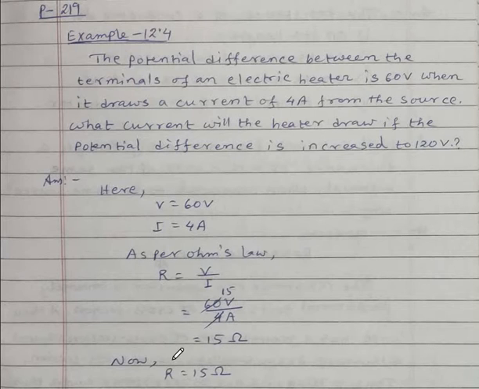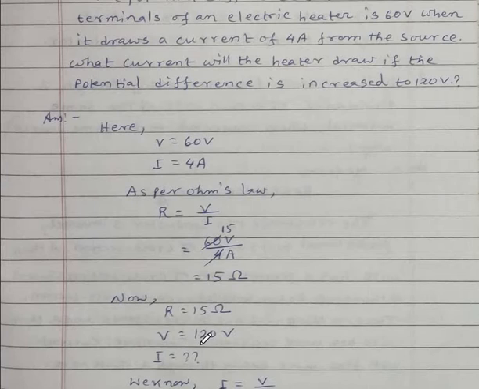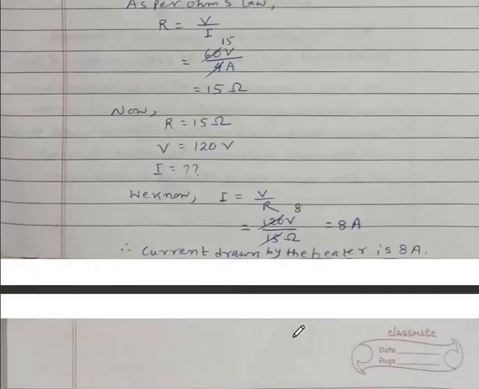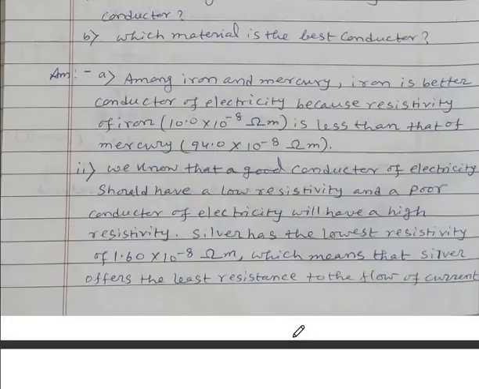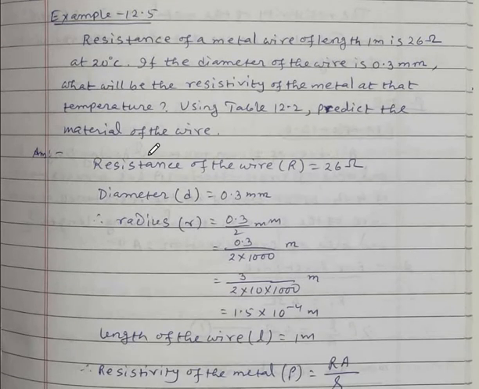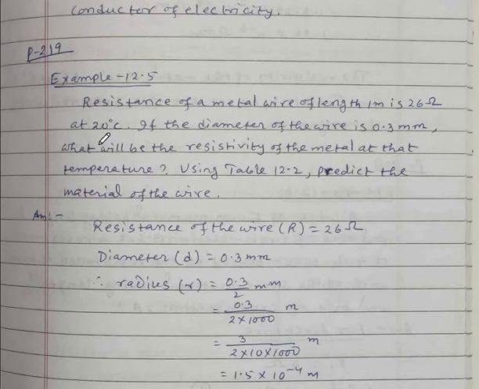Now take this resistance 15 ohm. Voltage 120 volt. Current how much? We know I is equal to V by R. V is 120 volt. Resistance 15 ohm. After cancellation you will be getting 8 ampere. Therefore current drawn by the heater is 8 ampere. That's your example 12.4. Now let me teach you another numerical problem, that is example 12.5, same page, page number 219.